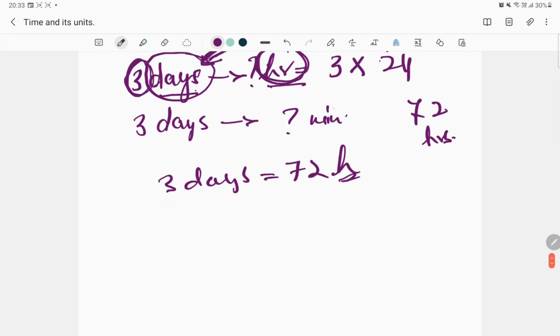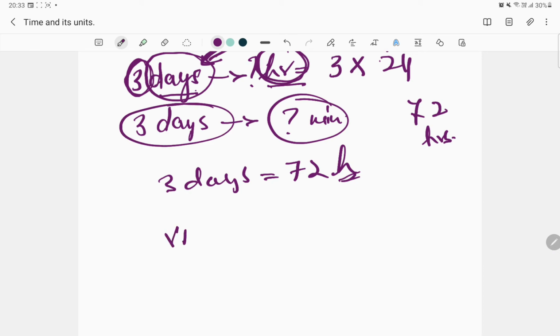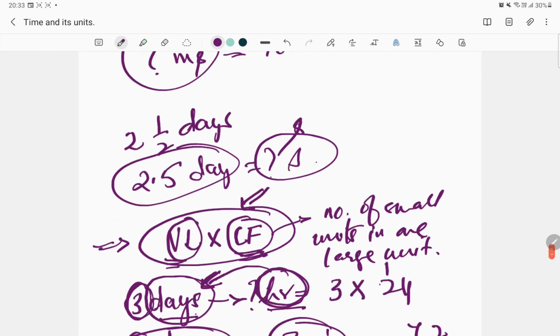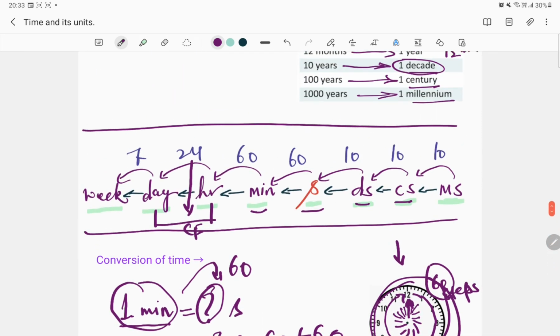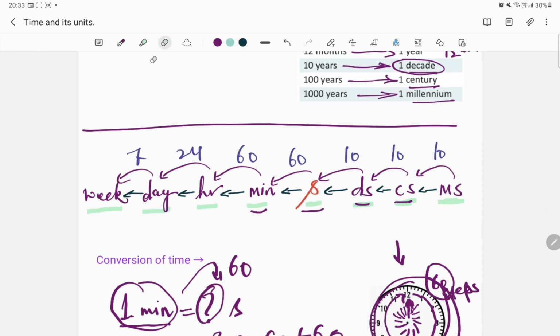Now how many minutes are found in 3 days? Again, let's write the formula: VL times CF, and the value of the large unit here again is 3, so we write 3 here. And what is the conversion factor from days to minutes? Let's go up and see. Let me just rub and clean it a teeny weeny bit. This time we are supposed to convert days into minutes, so we have to go from here till here.